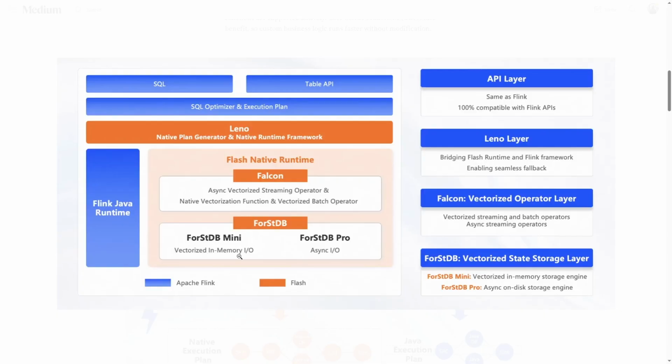Mini is for in-memory storage, and Pro is for the disk one. And see the layer wise. So the API layer is the same as Flink. Then we have the Leno layer, which is a native plan translator. It will convert a Flink plan to a native plan, and then it will have a Falcon engine, which is a vectorized operator layer. Okay, and then ForestDB for state management.